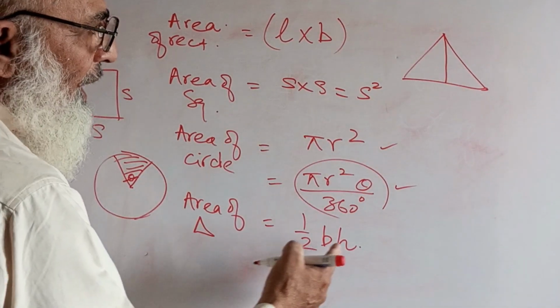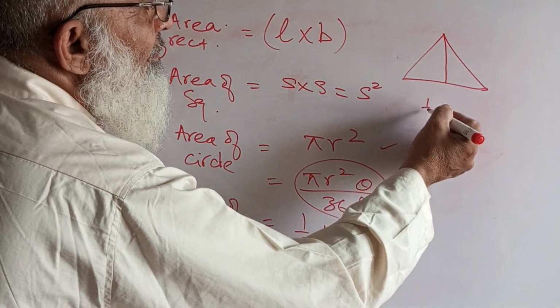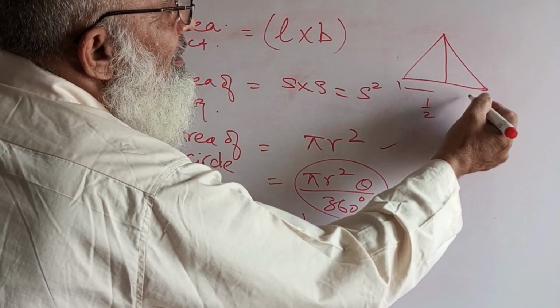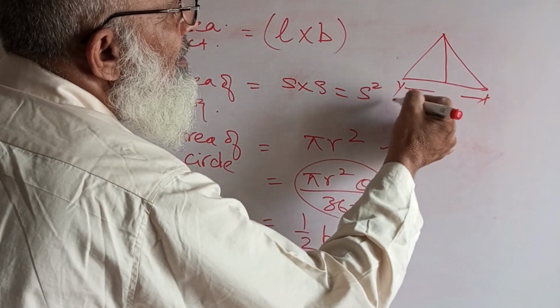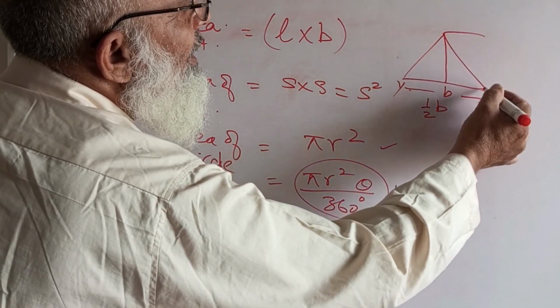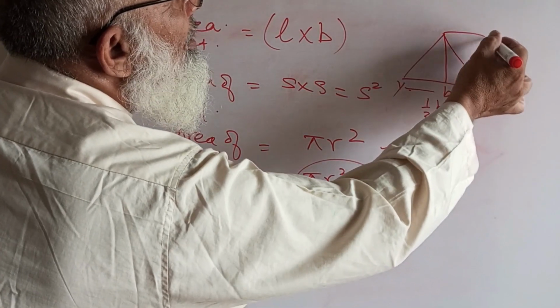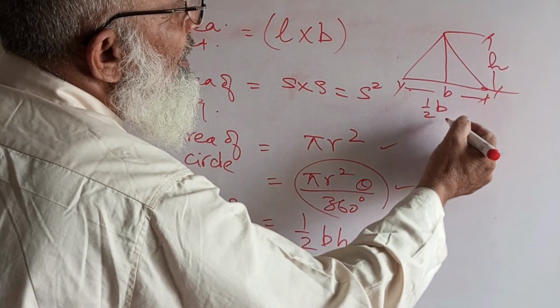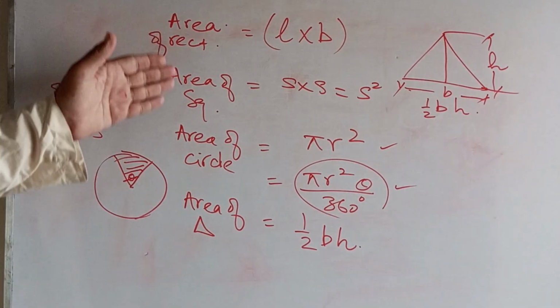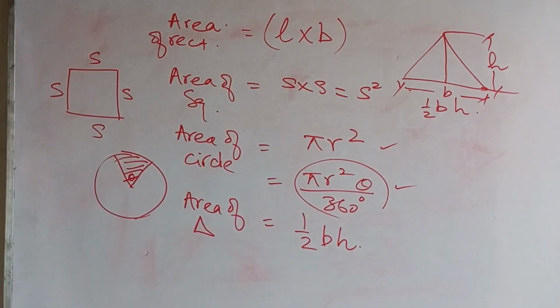So you see that half base, whatsoever the base is, this is the base B, and this is the height H. Now this is the height of the triangle. You see that for every figure, we have a different formula for finding the area.